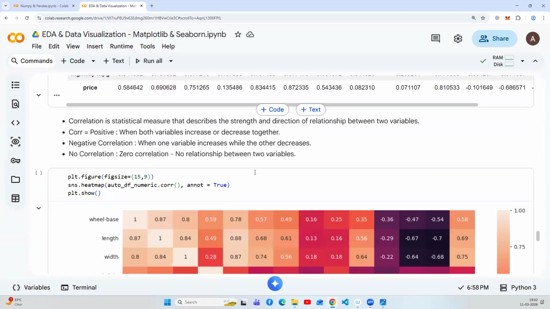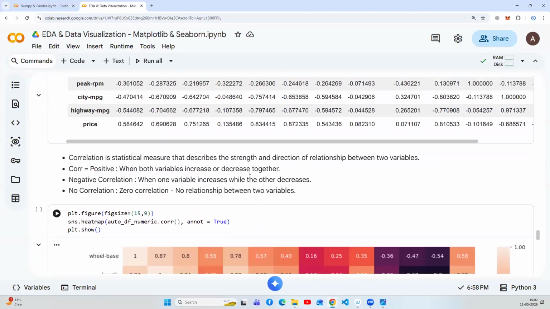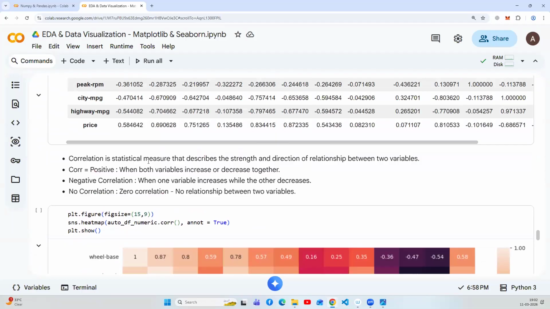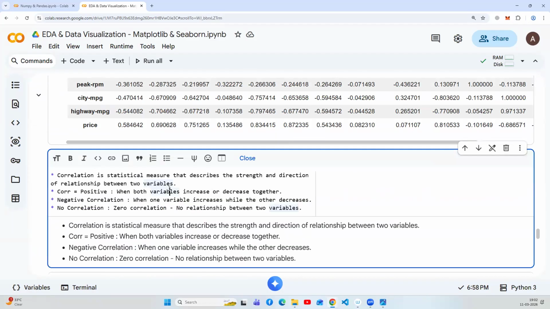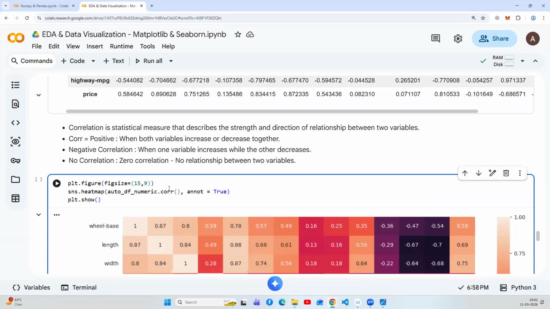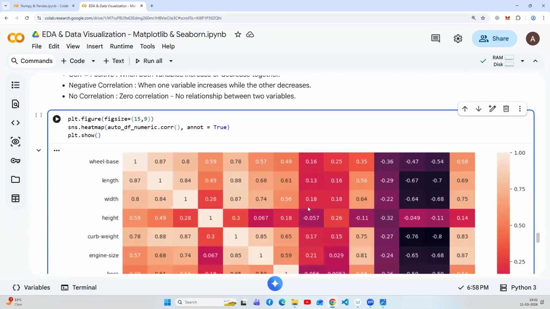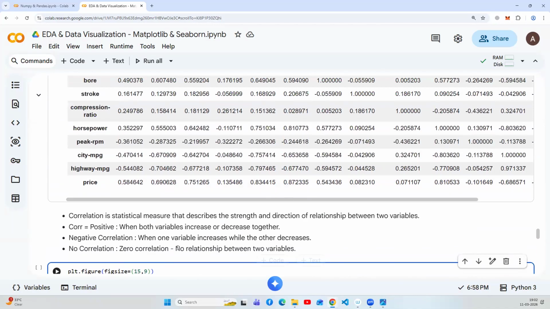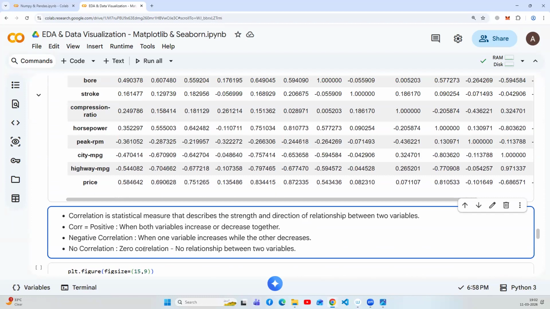Okay, about the correlation I have already discussed. Correlation is the measure of linear relationship between two variables. If the correlation comes out to be closer towards +1 or -1, it will indicate that there is some correlation between them. And if the correlation is closer towards 0, it will indicate there is no linear relationship between both.